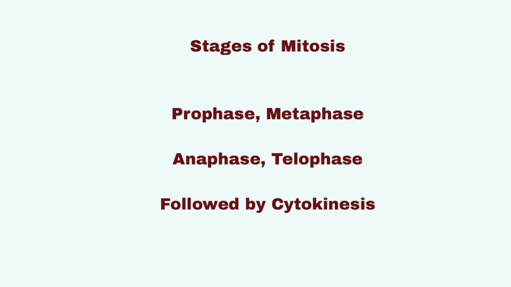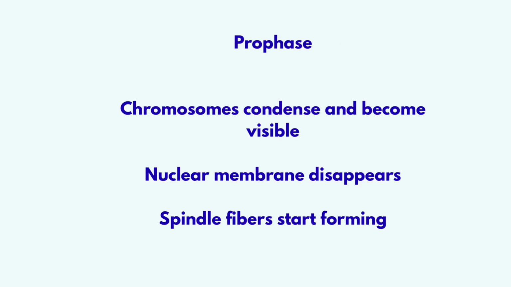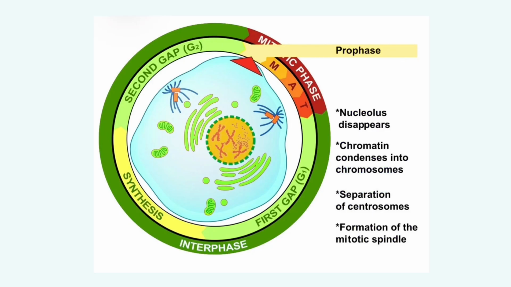The stages of mitosis are divided into four main stages: prophase, metaphase, anaphase, telophase, sometimes including cytokinesis, the division of cytoplasm. So first we will see prophase. What happens here? Chromatin condenses into visible chromosomes. Each chromosome has two sister chromatids joined at the centromere. The nuclear membrane starts breaking down, and spindle fibers begin to form. The key point here is that chromosomes become visible and the cell starts preparing to move them.